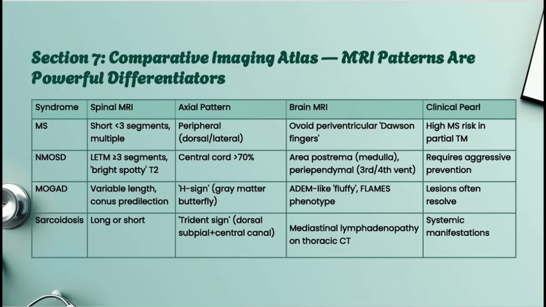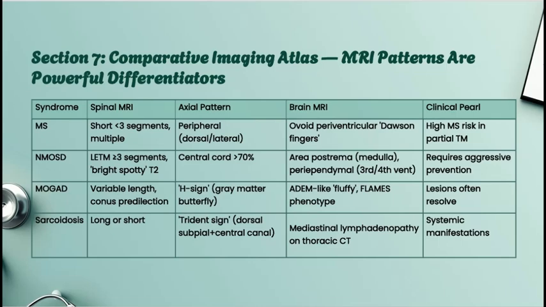On brain MRI, the classical finding is ovoid periventricular lesions, often described as Dawson fingers, reflecting demyelination along medullary veins. This pattern strongly supports multiple sclerosis, particularly when acute partial transverse myelitis is present.